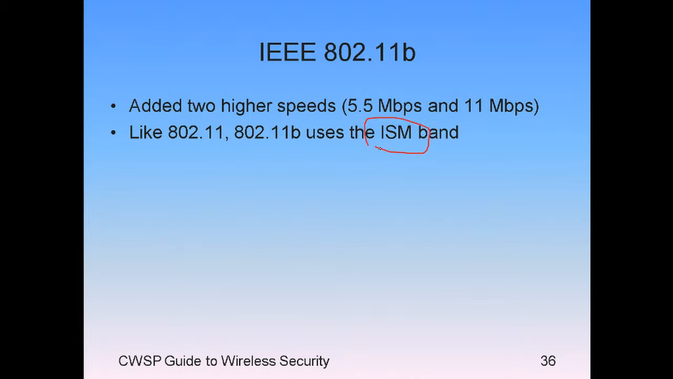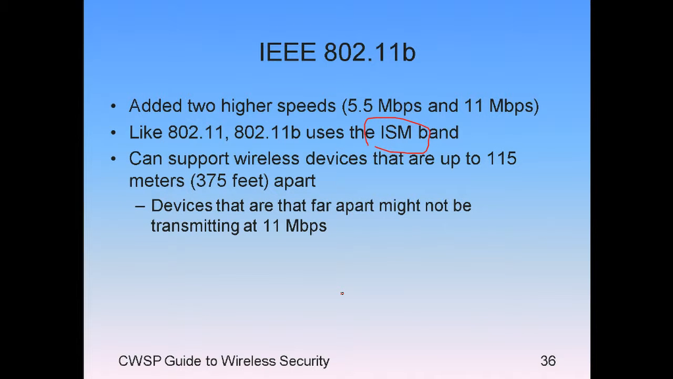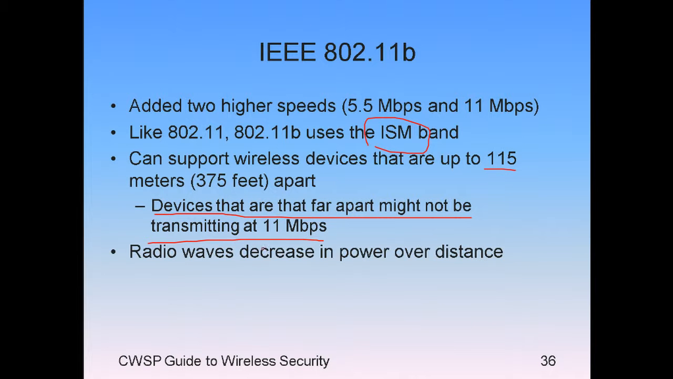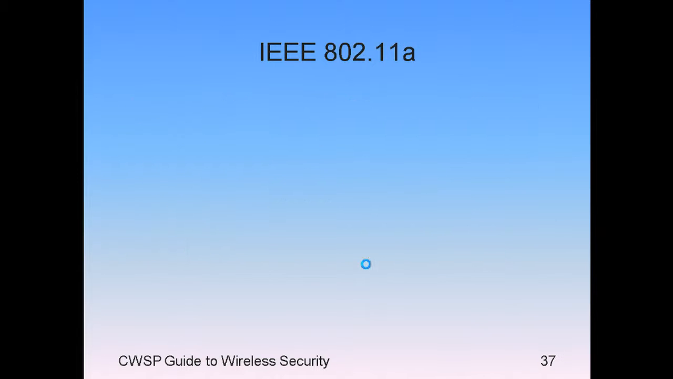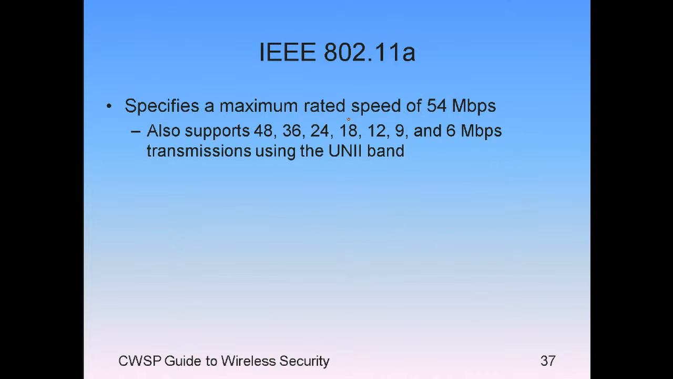802.11b uses the ISM band and supports wireless devices up to 115 meters, and this is 115 meters with nothing in the way. If you put a cement wall in the middle of it, it's not going to go 115 meters. And the farther you are from the access point, the slower it gets. Devices that are far apart might not be able to communicate at the 11 megabits per second, or whatever the top end speed is for whichever one you're using. Radio waves decrease in power over distance. The farther away you are, the weaker the signal is going to be.